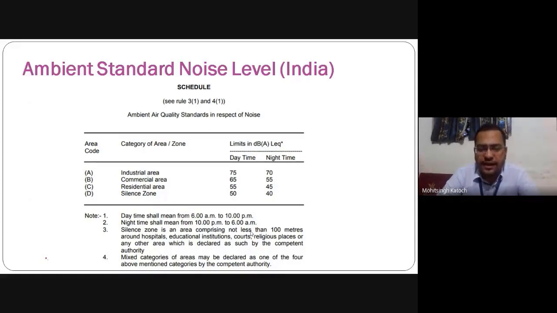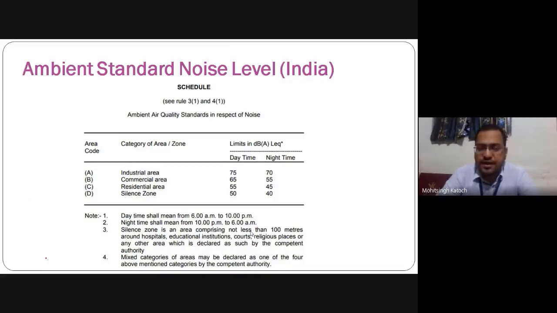to 6 a.m. So in the industrial areas, the limit of sound pollution during daytime is 75 decibels and during nighttime is 70 decibels. In commercial areas, this limit is 65 in daytime and 55 in nighttime.